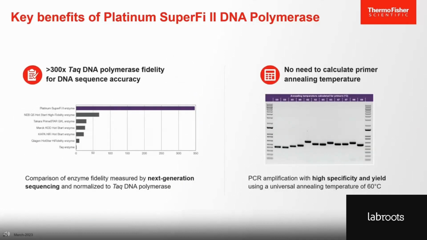The left figure compares fidelity values of DNA polymerases in the market, measured by next-generation sequencing. The values were normalized to Taq DNA polymerase. The measurements were made side by side for accurate comparison along with the enzymes listed, and the performance of the Platinum SuperFi II enzyme is out of proportion. The right figure shows PCR results with a universal annealing temperature of 60 degrees Celsius. It takes away the hassle of having to use Tm calculators with the previous version of the enzyme.